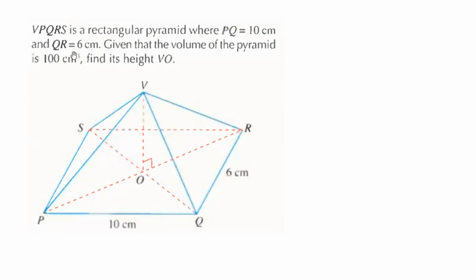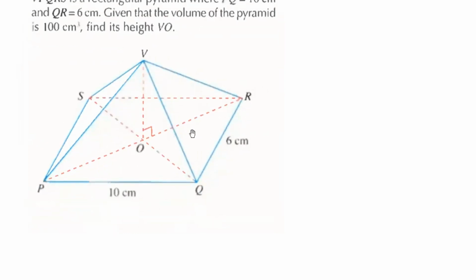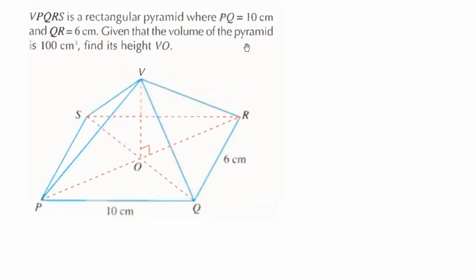Then there's QR, which is 6 centimeters over here. These are both sides of the rectangle. And if QR is 6, obviously SP will also be 6. PQ is 10, so on that side SR will also be 10. Okay. Given that the volume of the pyramid is 100 centimeters squared, find its height VO.